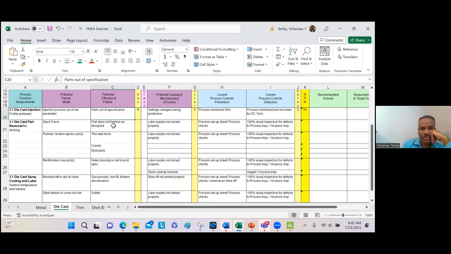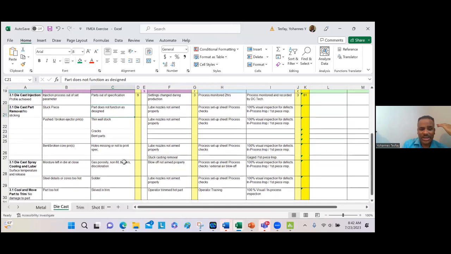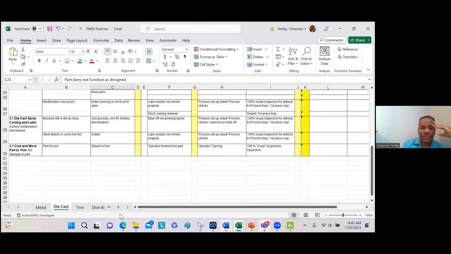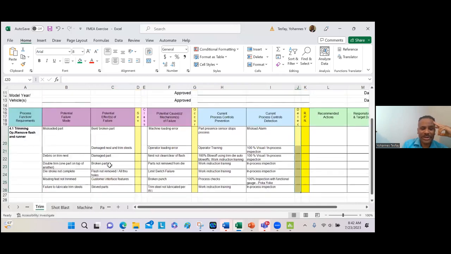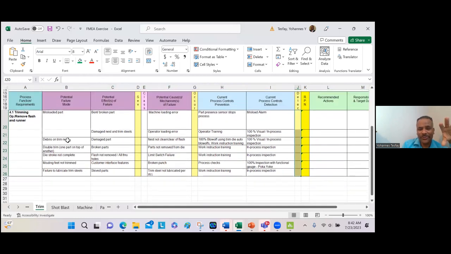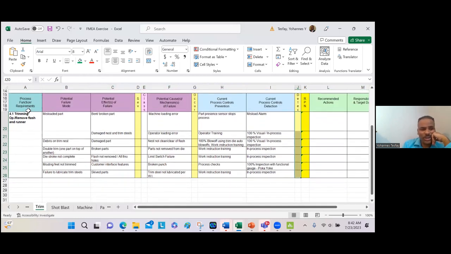እዚህ ጋር ምንድነው የሚሆነው ማለት ነው parts does not function as designed why because lube nozzles aimed not properly okay. So just like that ይሄ ደግሞ die-cast process ላይ ነው ከdie-cast process በኋላ trimming ነው okay. What are the different failure modes in trimming? Those are listed one. All right okay, in trimming okay.